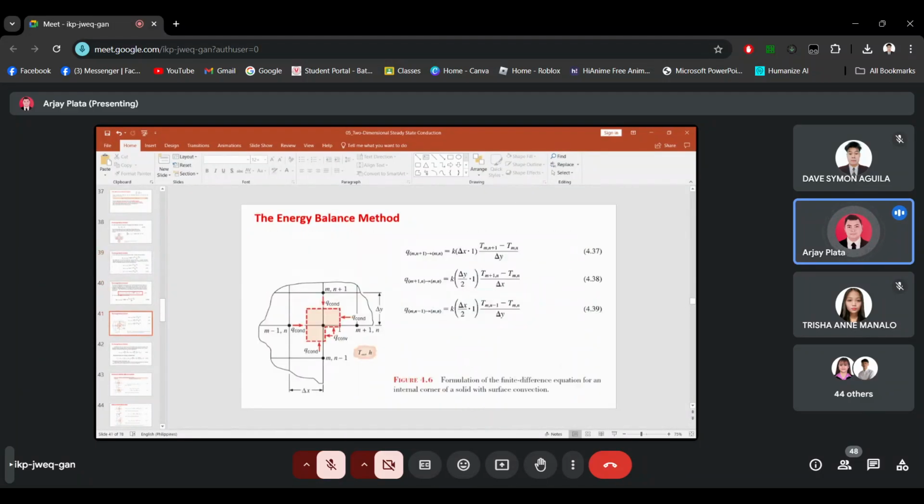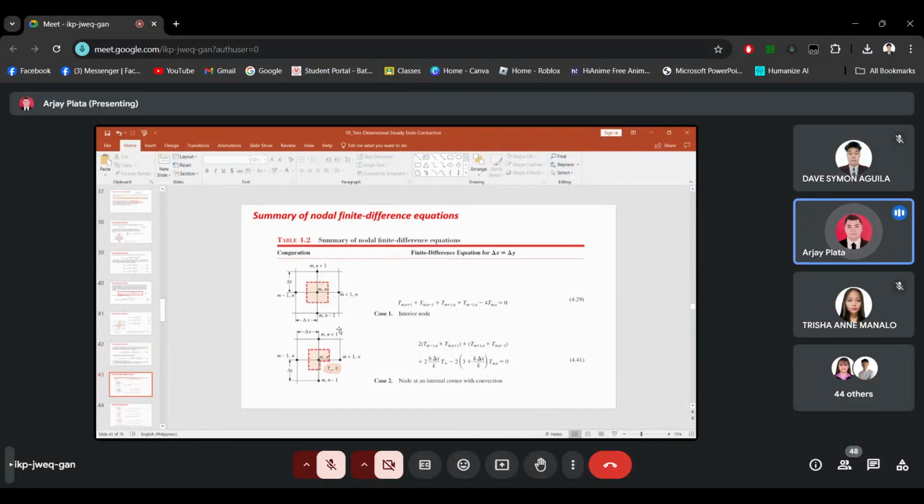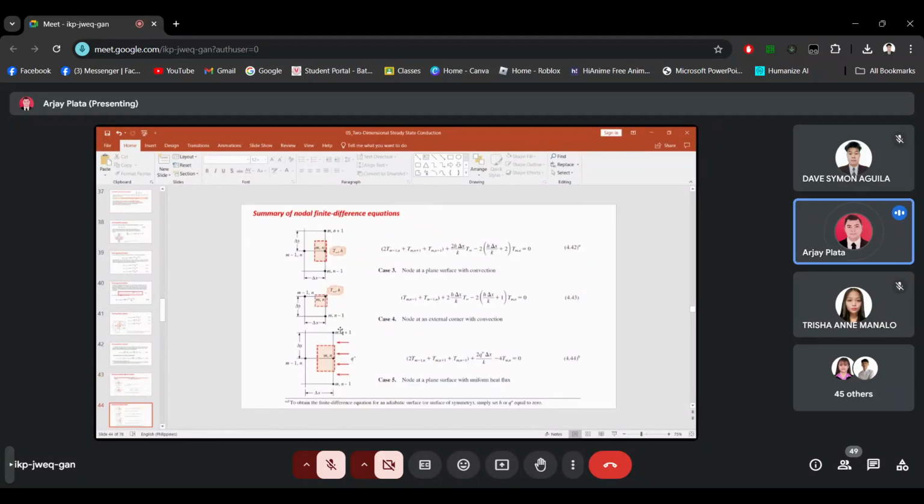So we actually have five cases. Case one is for an interior node. Case two is for a node at an internal corner with convection. Case three is a node at a plane surface with convection, and case four is a node at an external corner with convection. While case five is a node at a plane surface with uniform heat flux.